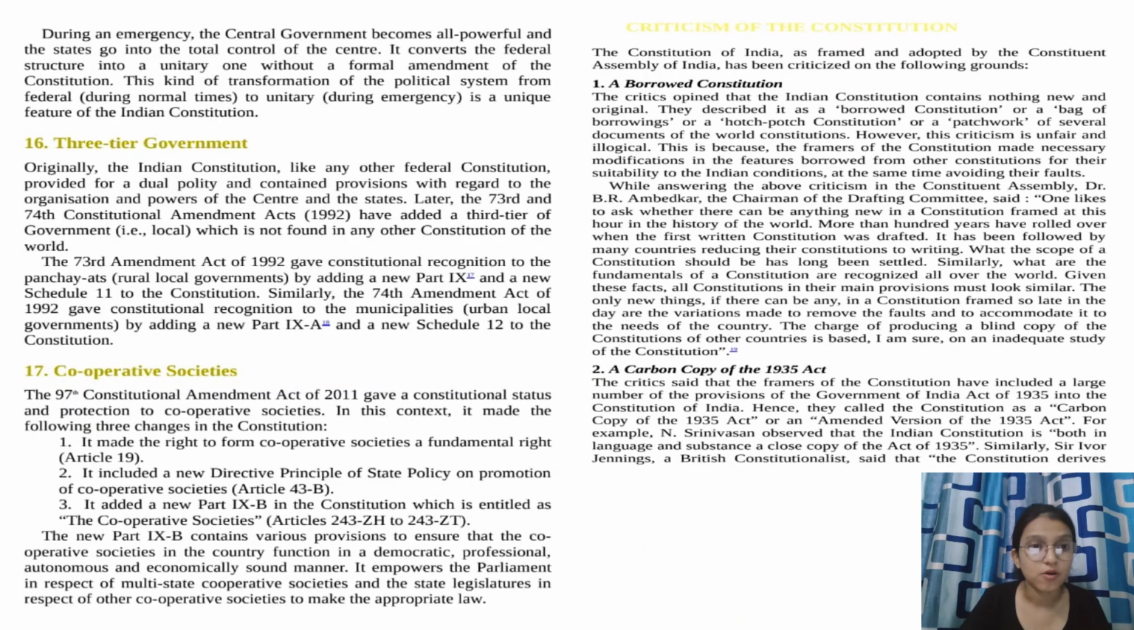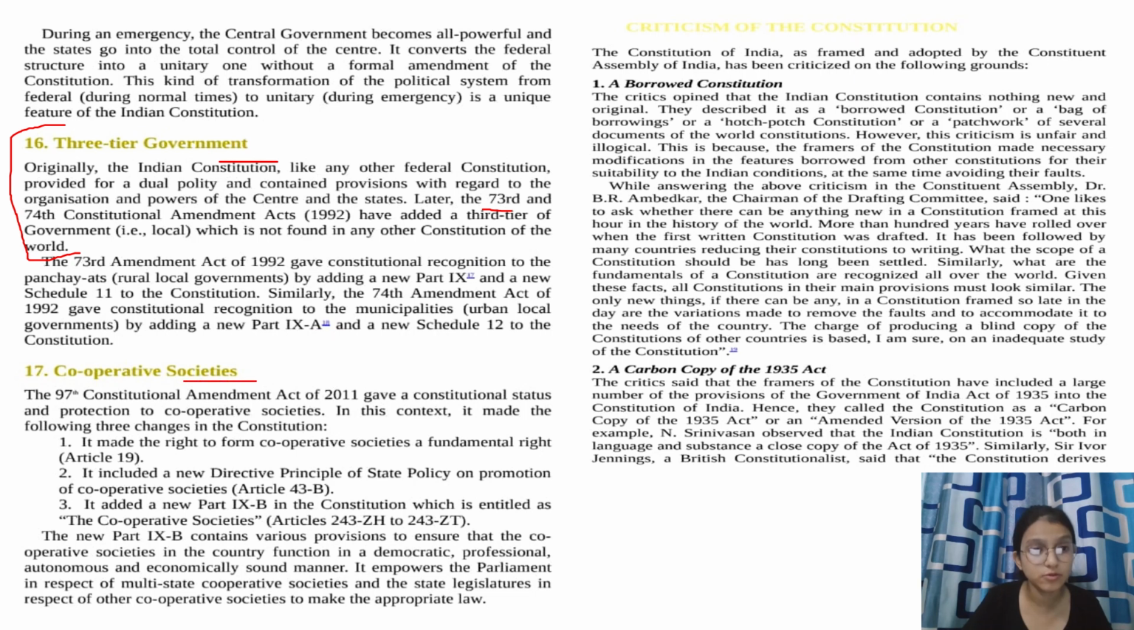We have three-tier government. Originally, the Indian Constitution, like any other federal constitution, provided for a dual polity and contained provisions with regard to the organization and powers of the center and state. Later, the 73rd and 74th Constitution Amendment Act 1992 added a third tier of government, which is not found in any other constitution of the world. So this is a unique feature that our Indian Constitution has. If we look at other countries' constitutions, this type of unique feature is not available.